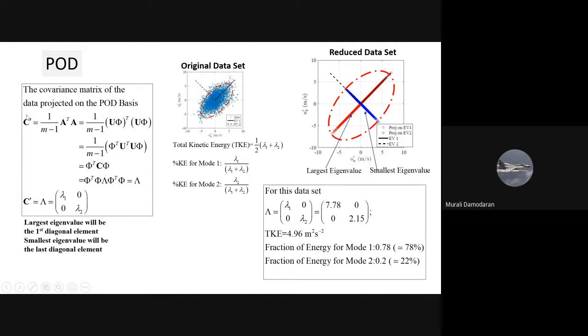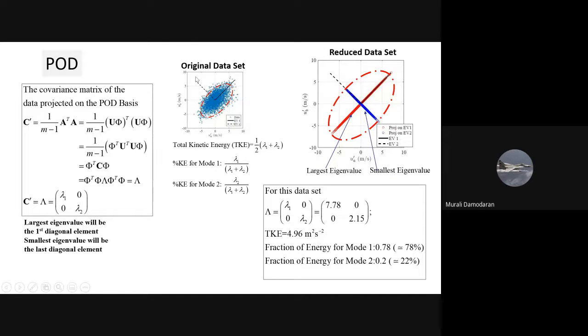So the covariance matrix of the data projected on the POD basis will be like that, and basically you get the eigenvalues. The covariance matrix of the data which is projected on the POD basis will be the eigenvalue matrix. After you calculate the eigenvalues, you have to arrange them. The eigenvalue matrix is diagonal. The first element there should be the largest value, and the last one will be the smallest. So you order it like that.